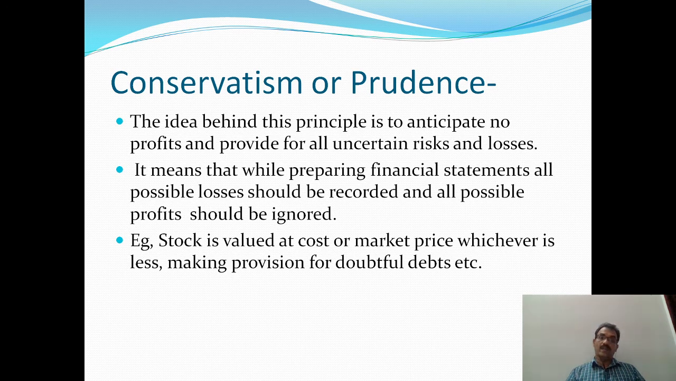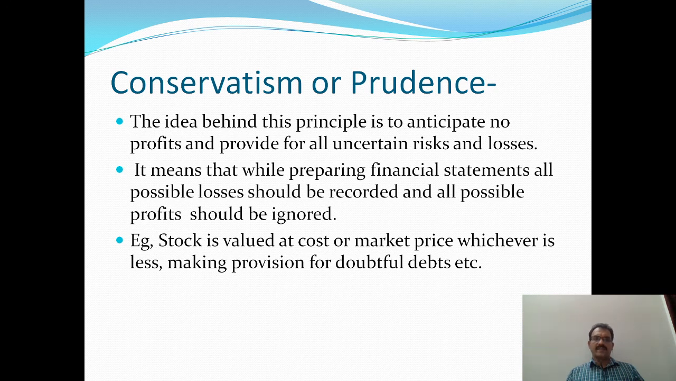We can record only possible losses. We cannot record possible profits. That is conservatism, the principle of conservatism or prudence. For example, stock is valued at cost price or market price, whichever is less. At the time of valuing stock, we should follow the principle of conservatism. It is valued at either cost price or market price, whichever is less.